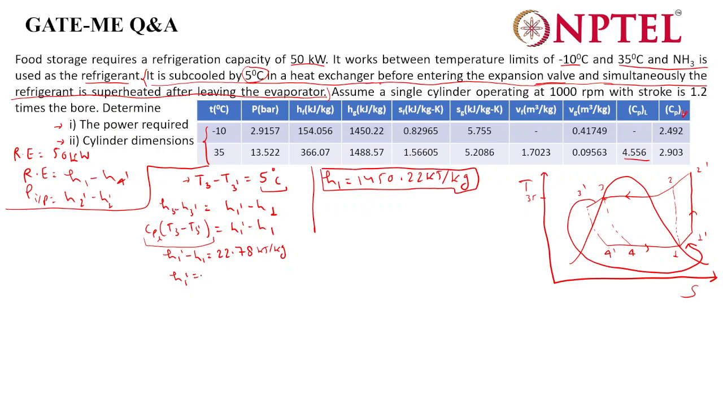Hello? Yes, sir. 1511. What? 1511.3? No, why? This is 1450, this is 22.78. Just simply add. 1473. This would be fine. 1473 kilojoule per kg. Correct? Yes, sir.